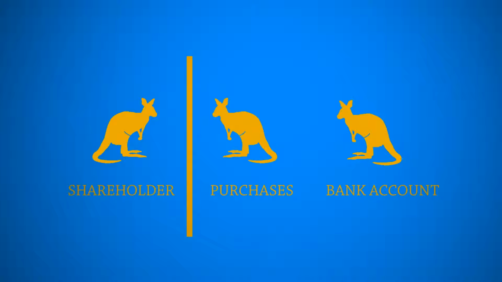Now, we have three kangaroos falling into two columns. One column has negative values, and the other column has positive values. See the table below. Shareholder kangaroo, minus $100,000. Bank kangaroo, $100,000 minus $30,000, plus $70,000. Purchases kangaroo, plus $30,000. In accounting jargon, we call this listing a trial balance.